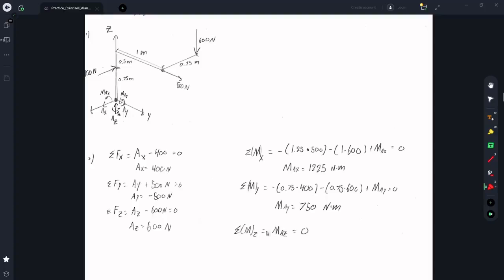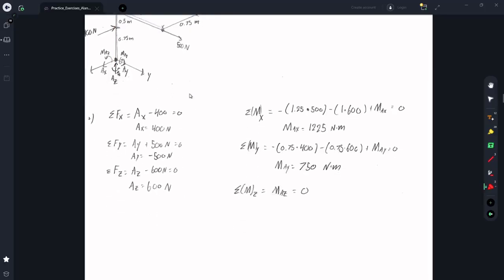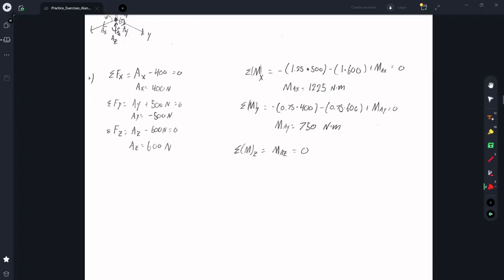So the last one is the sum of the moments about the z-axis. And in this case, there's no forces that are perpendicular to it and away. So it's just the moment from the support and nothing else. It's just equal to 0. So that one is 0.